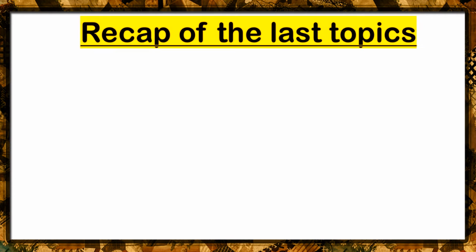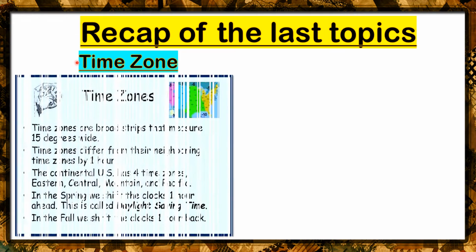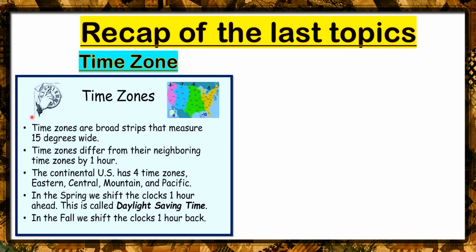Class, before we proceed to our online discussion, I would like us to have a short recap of the last topics that we have discussed last Monday. So first, we have discussed about time zones. Time zones are broad strips that measure 15 degrees wide. Time zones differ from their neighboring time zones by 1 hour.